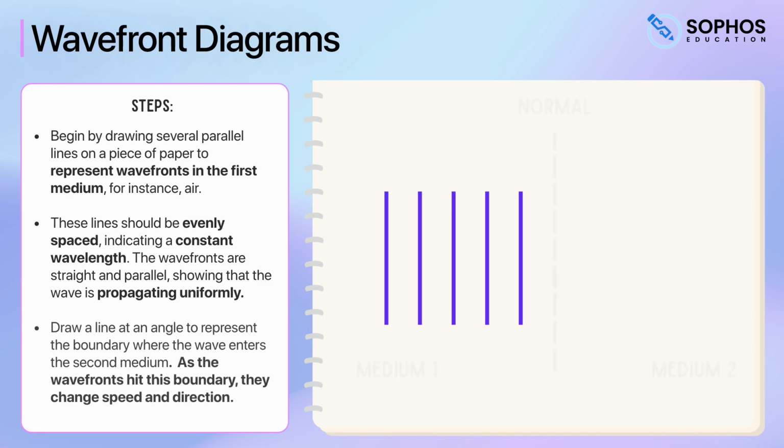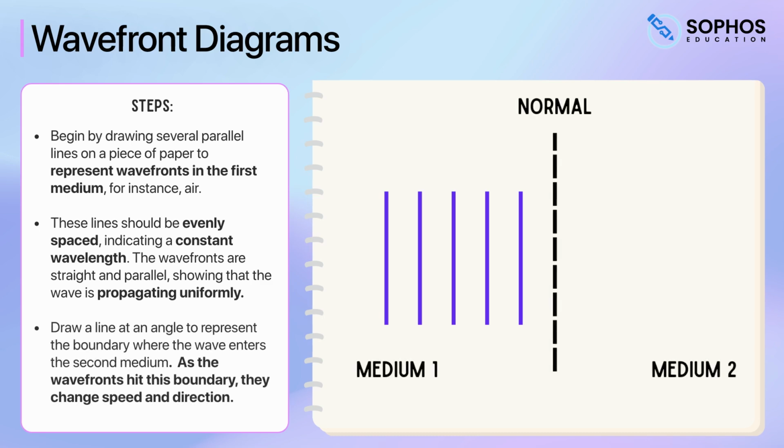Now, let's introduce a boundary where the wave enters the second medium, such as water. Draw a line at an angle to represent this boundary. As the wavefronts hit this boundary, they change speed and direction. Next, we need to show the change in speed and direction.